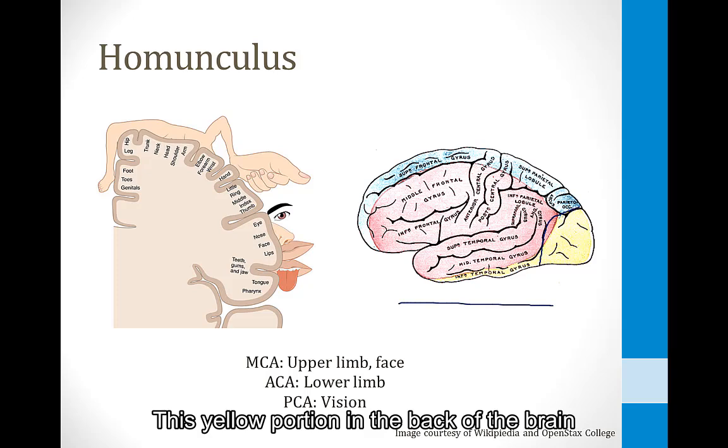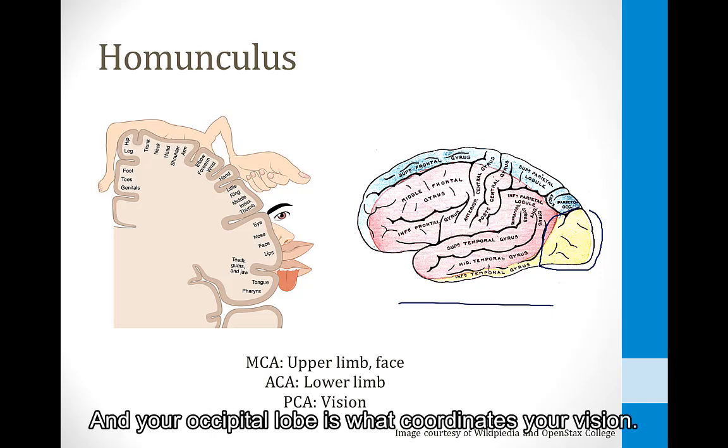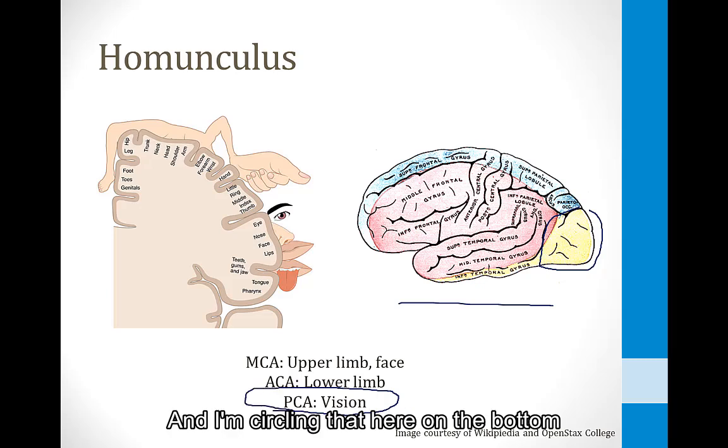This yellow portion in the back of the brain is the occipital lobe, and that is supplied by the posterior cerebral artery. Your occipital lobe is what coordinates your vision. So when you have damage to the PCA from a stroke, you lose vision, and I'm circling that here on the bottom to remind you of that. Vision is what's associated with PCA strokes. We'll talk more about that in a minute.